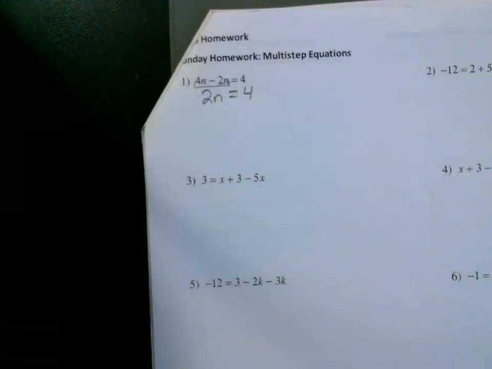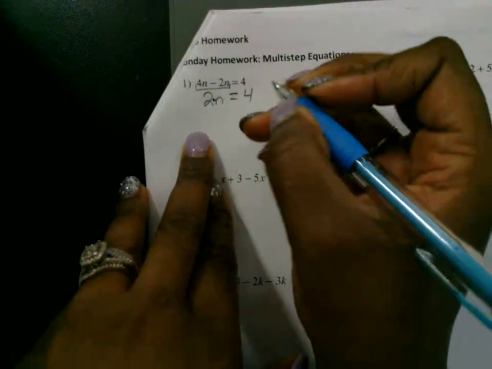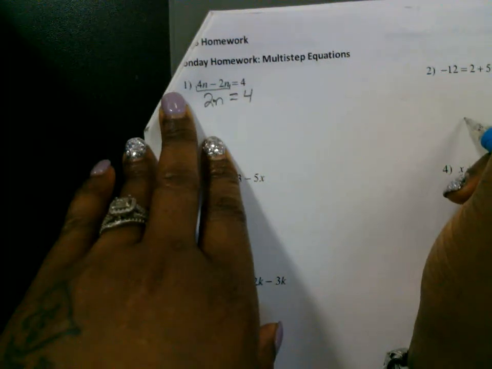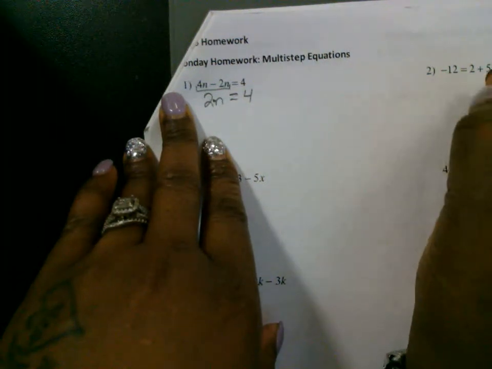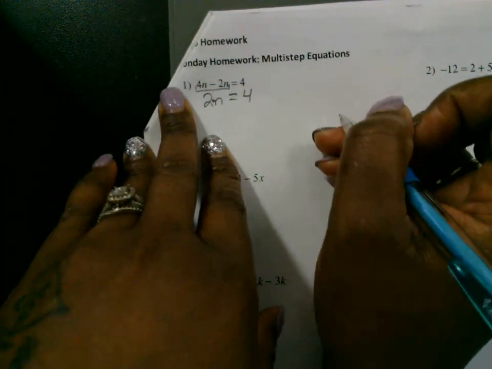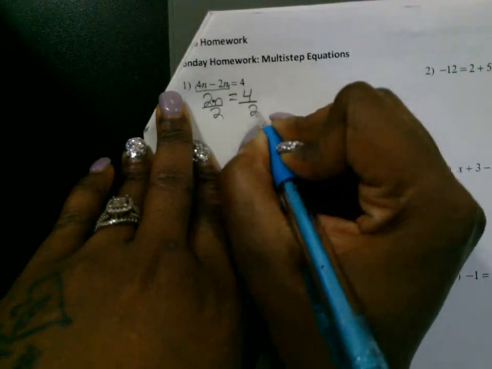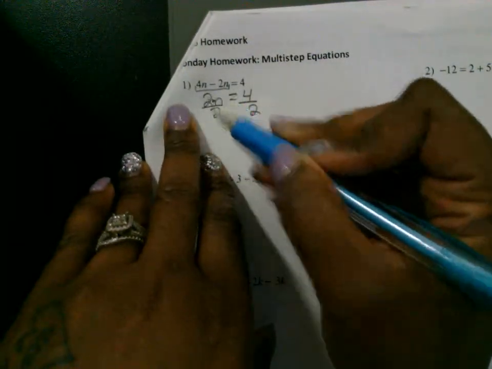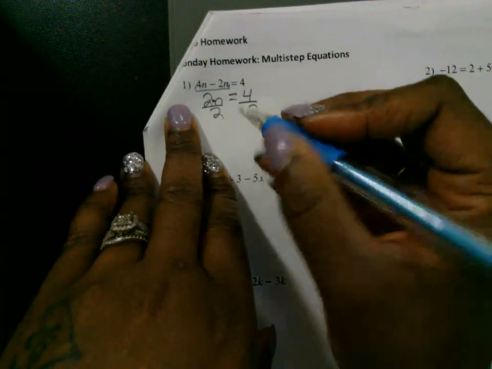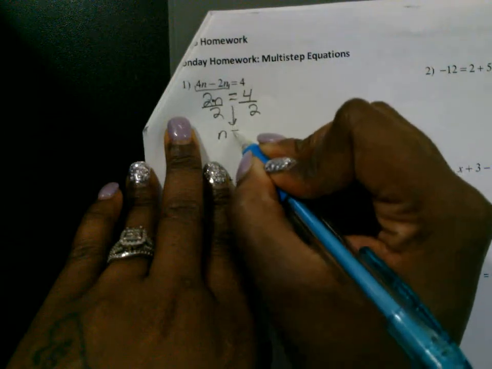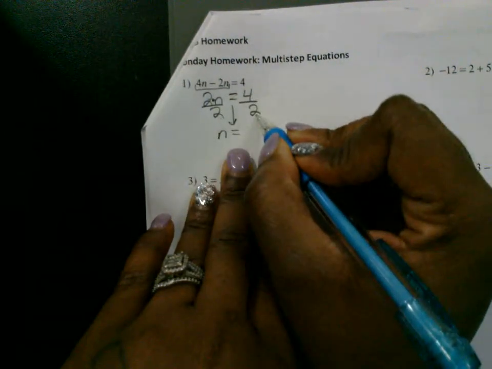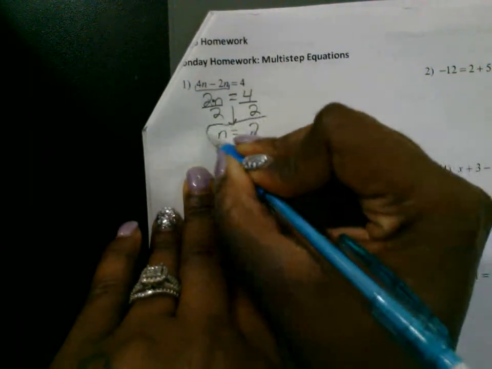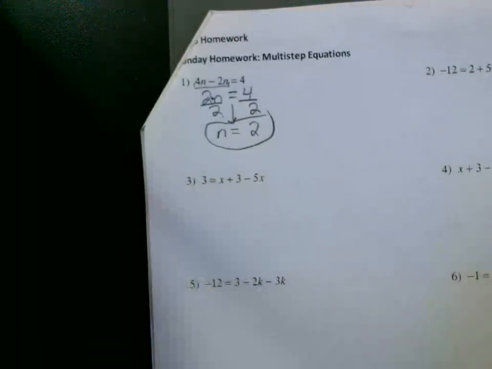Now what do we do to get n by itself? How do we get rid of the 2 that is attached to the n by multiplication? What's the opposite of multiplication? Division. So we're going to divide both sides by what number? 2. So we're going to divide both sides of the equation by 2. What is 2 divided by 2? How many times will 2 go into 2? 1. So this is 1n or just n. What is 4 divided by 2? 2. So n is equal to 2.